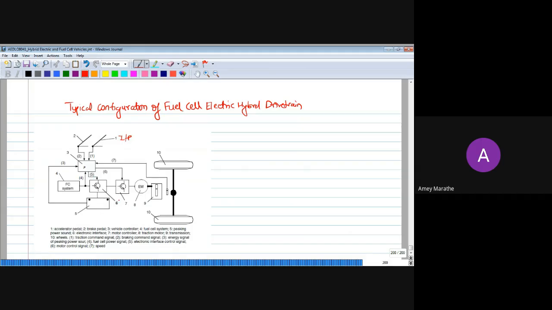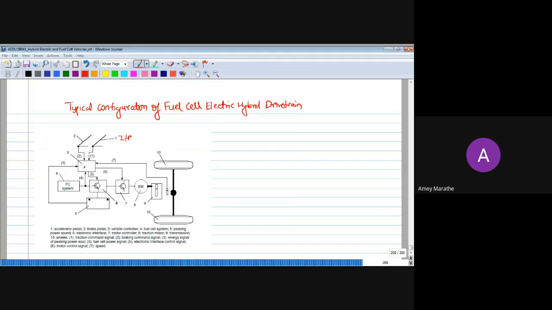Then we have the electronic interference, the motor controller, and the electric motor, or traction motor as we know it. Then we have the transmission and the wheels, and you see there are different command signals which are sent from one system to another, which can be used to design the entire fuel cell system, or to design the fuel cell vehicle.